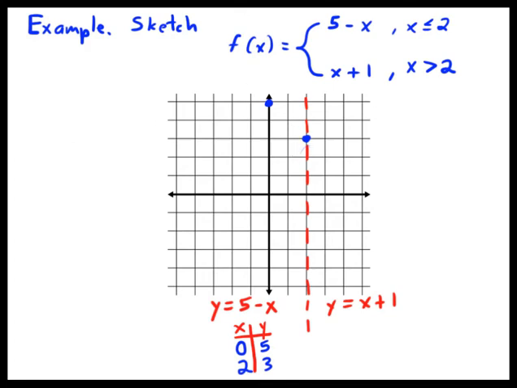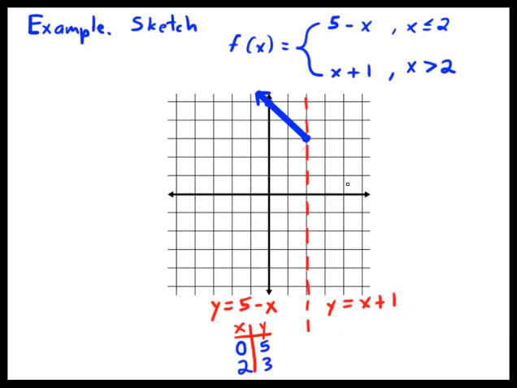Because I have a line here, that's all I need. That tells me the full shape. So my line is going to go this way, like so. That's the first piece, and that's really all there is to drawing the first piece of this graph.